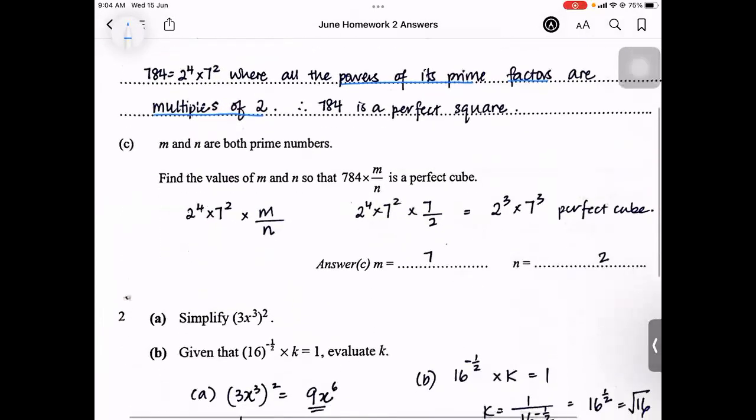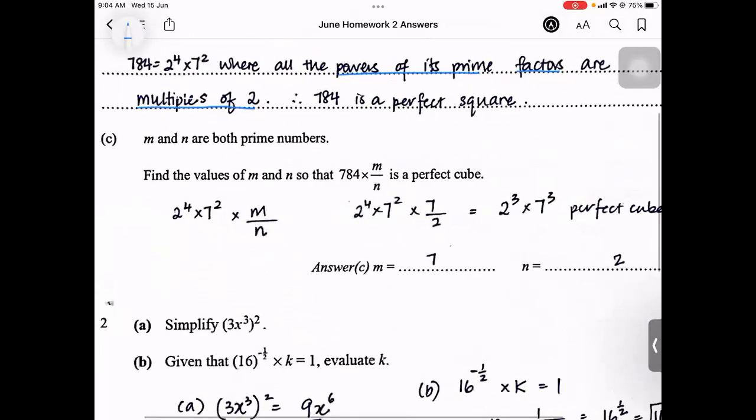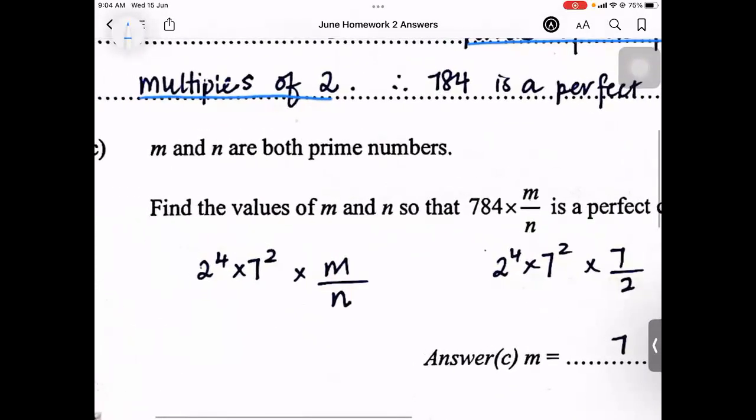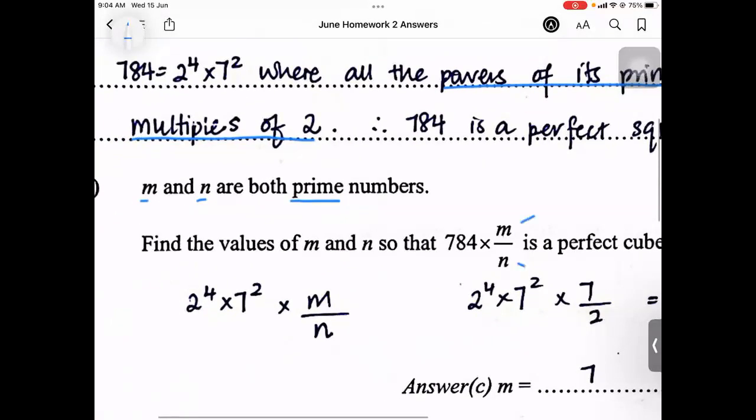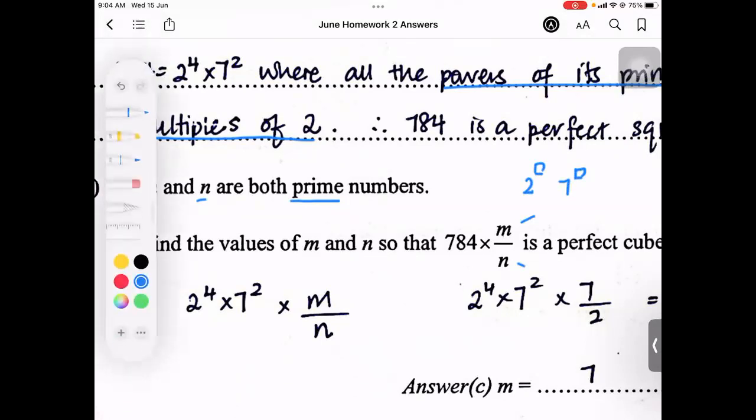Okay, next question. Now this one over here, there is one key sentence: M and N are both prime numbers. That means, what is that? We have this number M and N. This one cannot be 2 to the power of something, or 7 to the power of something, or any other number that has a power. Also it cannot be any other number that is not a prime number.